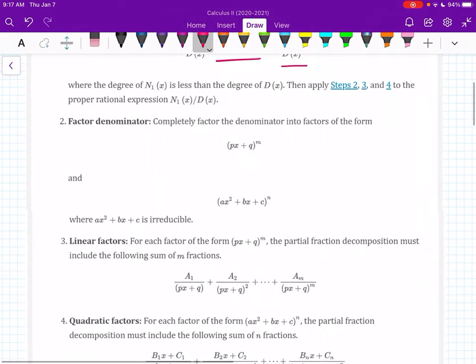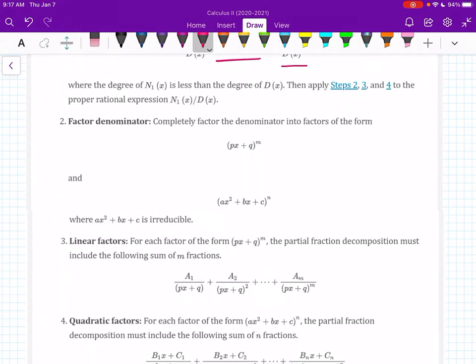And then the next thing is if we have a factored denominator, then you're going to completely factor the denominator into factors of the form that are linear or quadratic. And so you want to make sure that all of those are irreducible. Okay, so make sure all of your quadratic factors in there are not quadratics that you can factor further.